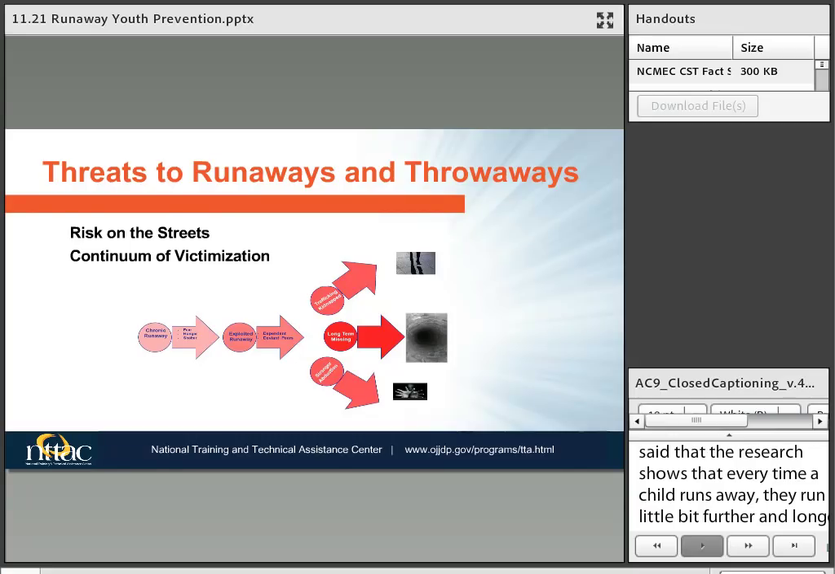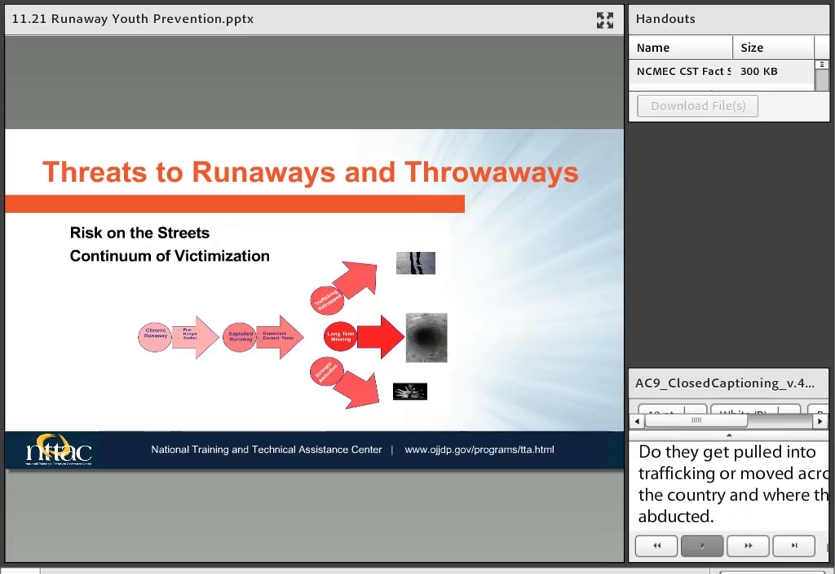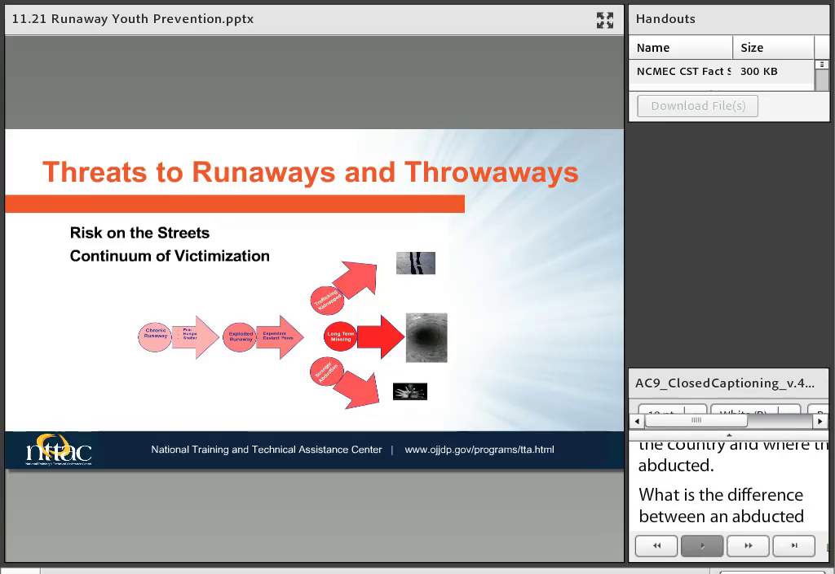And once they get into that, especially when we talk about the long-term missing, what's happened to these kids? Did they get pulled into trafficking, moved across the country? Everybody's lost contact. Were they abducted? What's the difference between an abducted child and a runaway child? When I was running my investigative unit, several of our abduction cases, several of our trafficking cases started off with a child as a runaway, but then they were abducted.